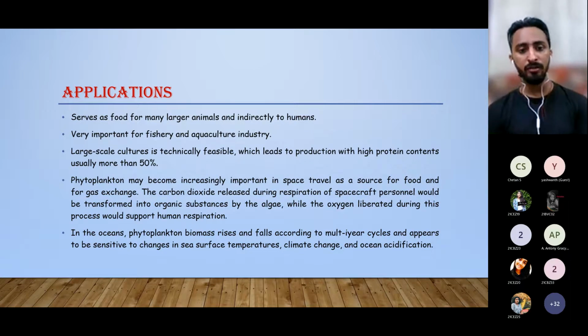Apart from that, phytoplankton biomass in the oceans rises and falls according to multi-day cycles and appears to be sensitive to changes in surface temperature, climate change, and ocean acidification. So you can say that phytoplankton also contribute to climate change, and an increase or decrease in their biomass can cause changes in the water quality, temperature, and other water parameters.